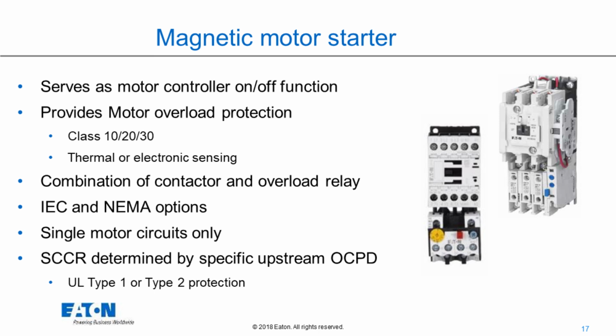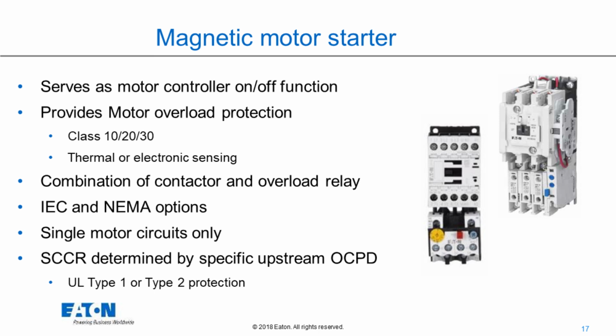They provide class 10, 20, and 30 motor overload protection. Class 10 protection is the ability to hold a 600% overload, or 6 times the full load amps of the motor, for 10 seconds. Class 20 will hold that same 600% overload for 20 seconds, and 30 will hold it for 30 seconds. These can be thermal or electronic sensing. The one on the right at the bottom, the overload relay, is called a thermal pack.